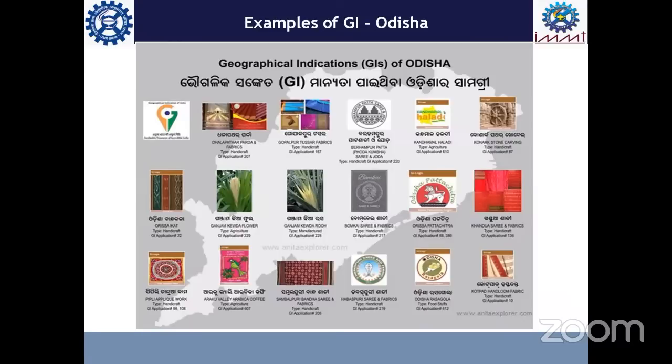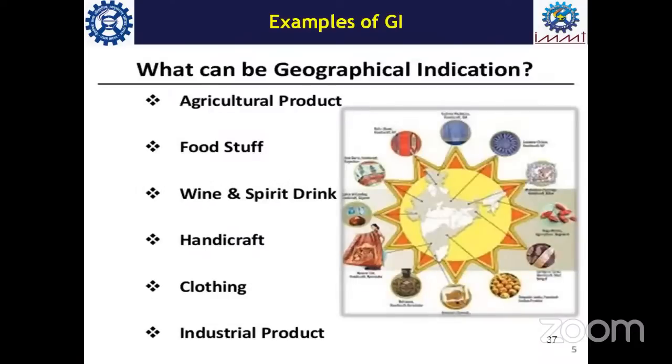And one more important point regarding geographical indications is that it is not an individual right. GI rights are community rights. You should frame a society that should be a registered society, and GI rights will be given to the society. All the members who are part of this society will get the rights. So therefore, please remember, GI is not an individual right, it is a collective right or community right. And any of these can go as geographical indications: agriculture product, foodstuff, wine and spirit drink, handicraft, clothing, or any other industrial products.